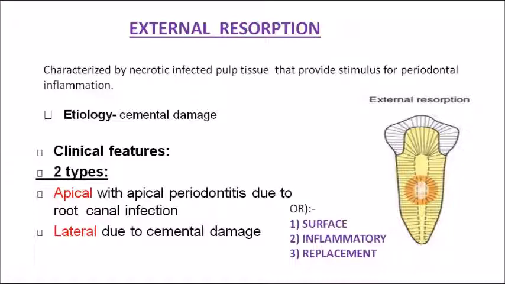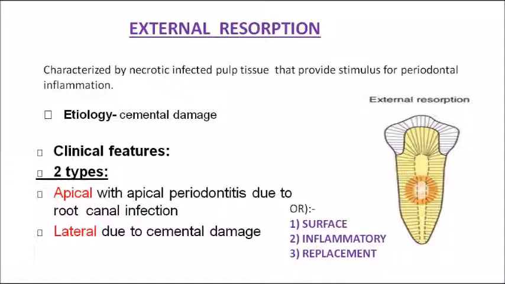Now clinical features, there are two types of external resorption you can see. One is apical, one is lateral, okay. Apical, with apical periodontitis, which is due to the root canal infection. Lateral, due to cemental damage, okay. These are the two types of external root resorption. That means the external surface of the root gets resorbed, okay.